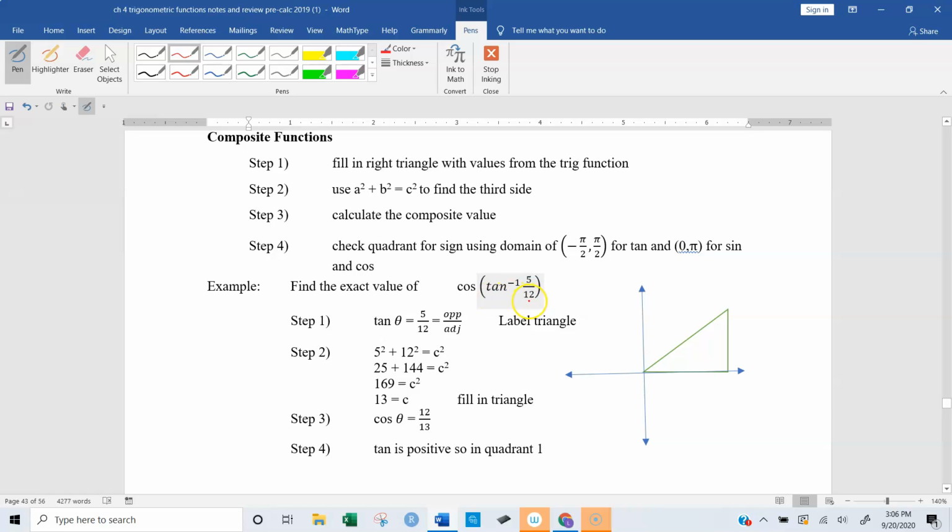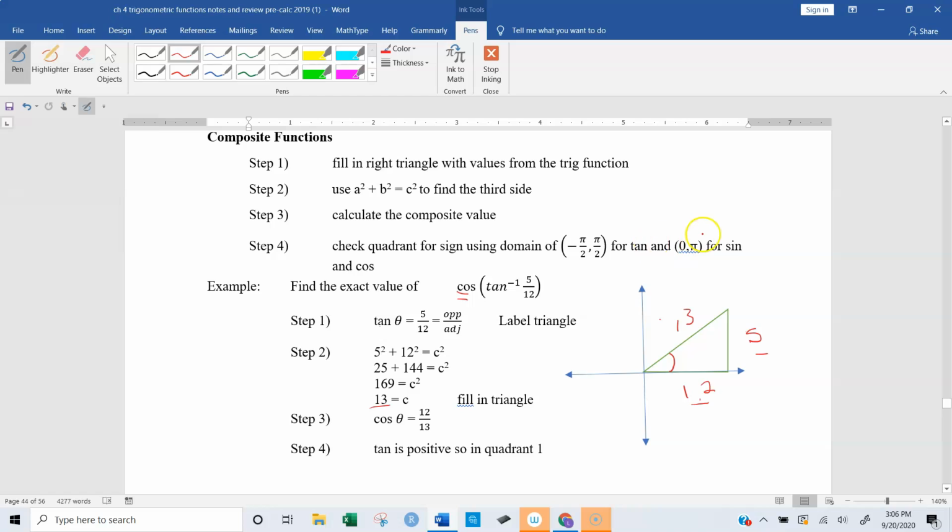All right, so let's plug this in. I know that tangent of theta is equal to 5/12. I know that's opposite over adjacent. So we put 5/12 here. Now we do a squared plus b squared equals c squared, and we come up with 13. I now have all the sides of my triangle, so now I can do whatever this asks. The cosine is adjacent over hypotenuse, so it's 12/13, and I'm done.